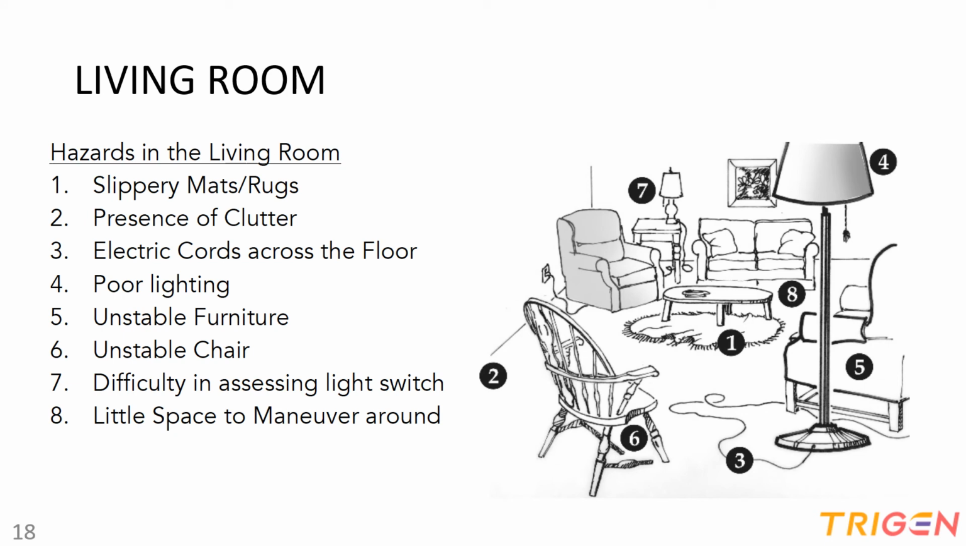Let's see if you manage to identify all the fall hazards in Mr. Tan's living room. There are slippery mats and rugs, presence of clutter, electric cords across the floor, poor lighting, unstable furniture, unstable chair, difficulty in accessing the light switch, as well as little space to maneuver around.